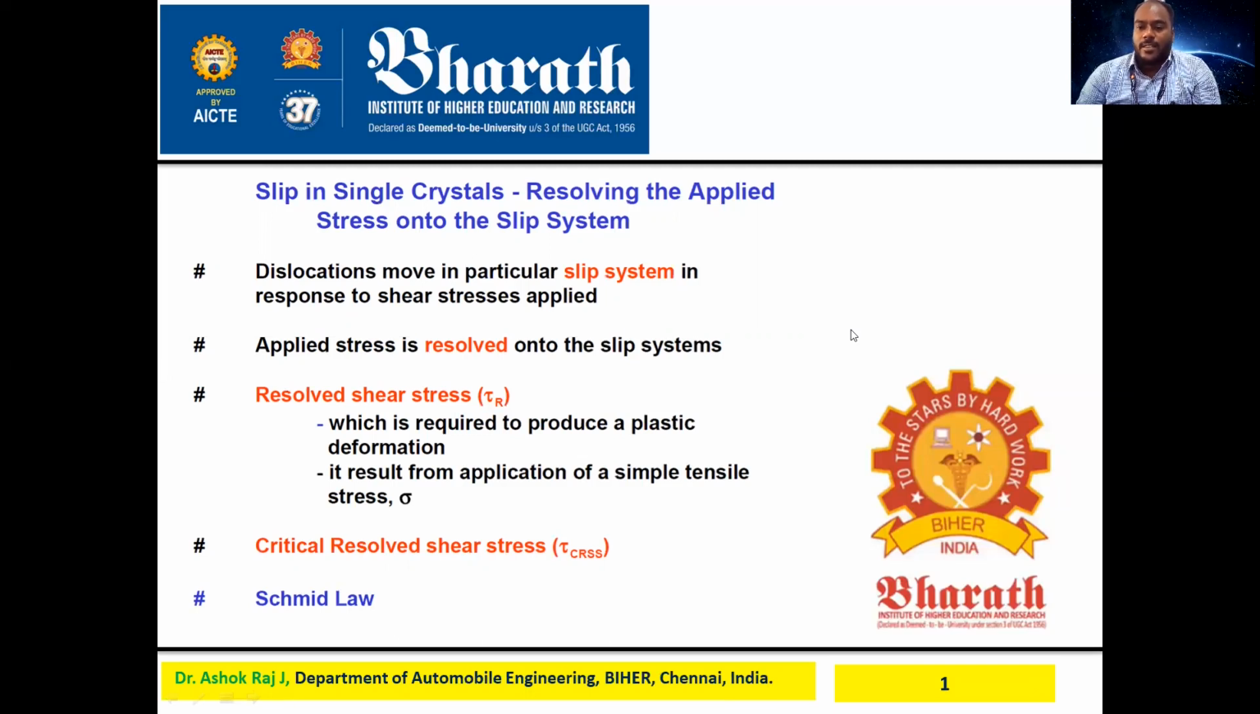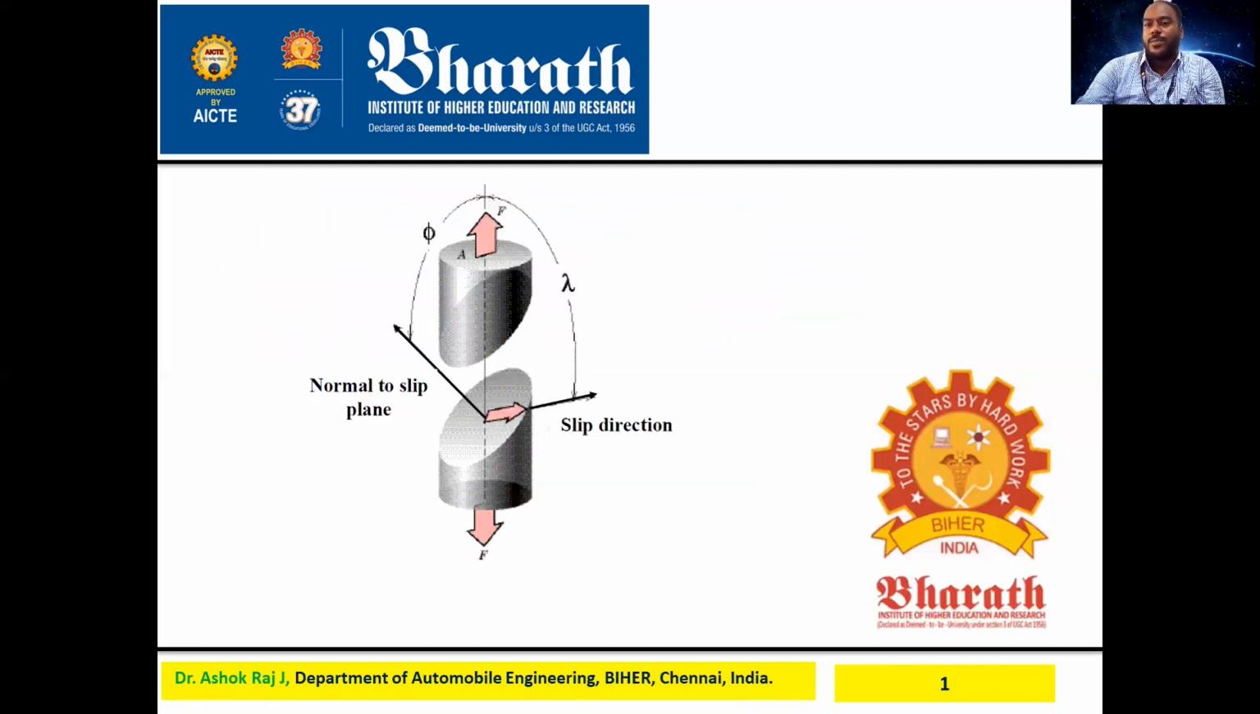And CRSS is the critical resolved shear stress. Once you reach the critical resolved shear stress, you cannot come back. It is permanent failure, or if you change the shape from one shape to another, there is no chance of getting back to the original position. But there are different processes; Schmid's law tells how the original position can be changed.